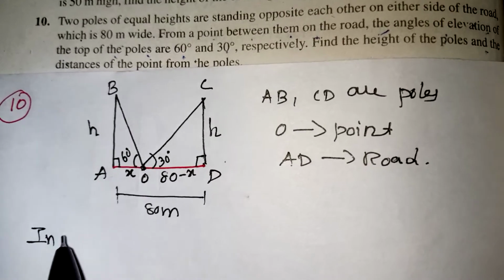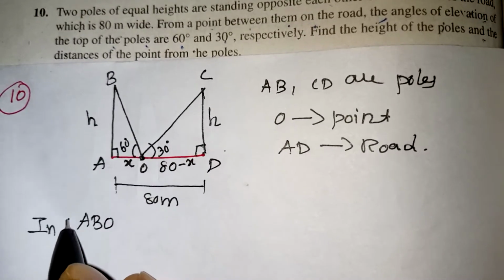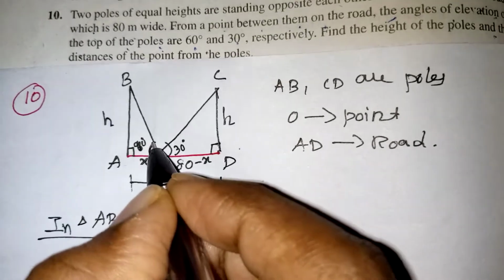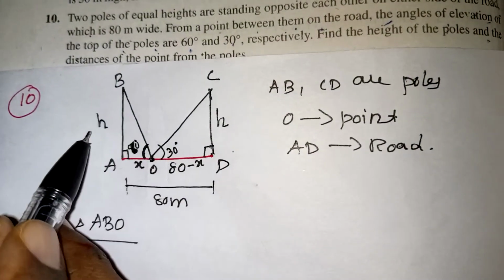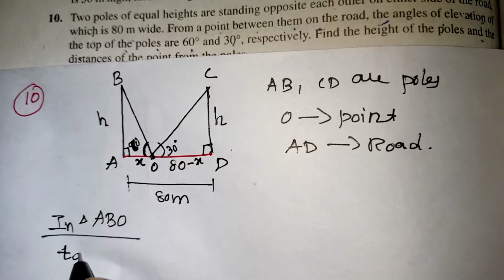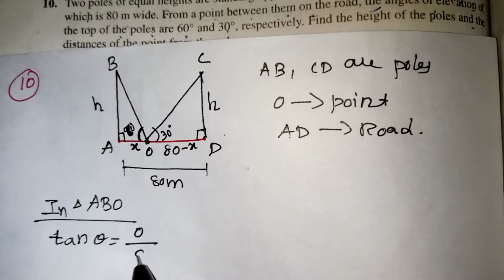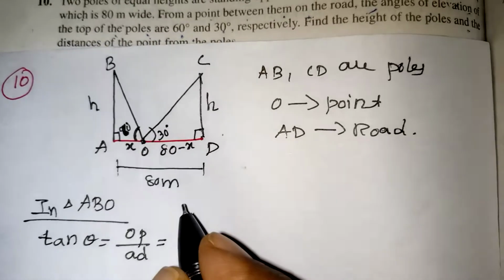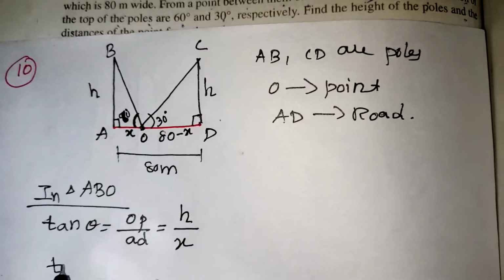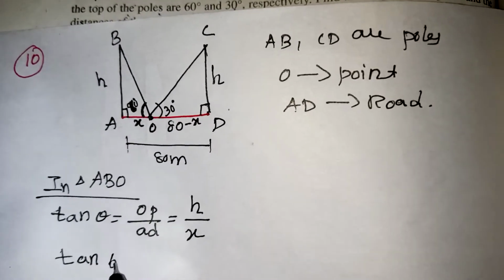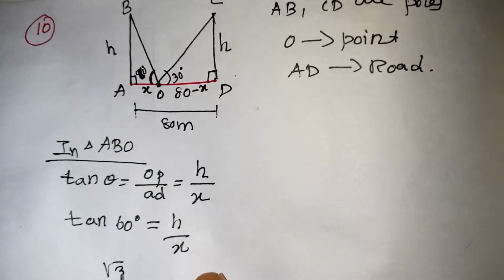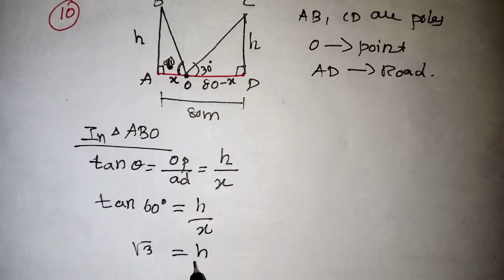Now listen. In the triangle ABO, this is 90 degree and this is 60 degree. For the 60 degree, we want to find the opposite side and the adjacent side we don't know. So we can write tan theta is equal to opposite side by adjacent side. Here the opposite side is h, that is our AB, and the adjacent side is x. Now in the place of theta we have 60 degree, so tan 60 degree is equal to h by x. Tan 60 value from the table is root 3, which is equal to h by x.